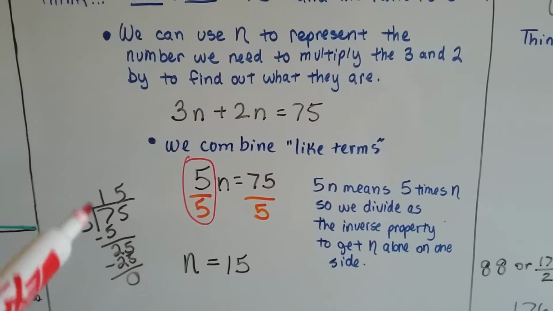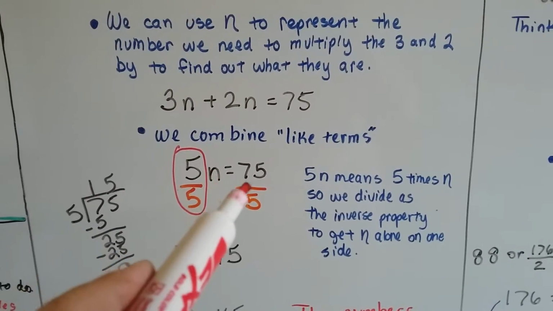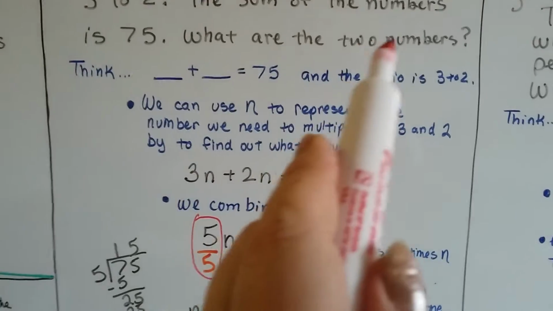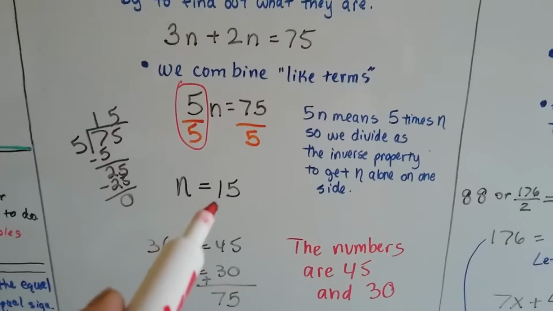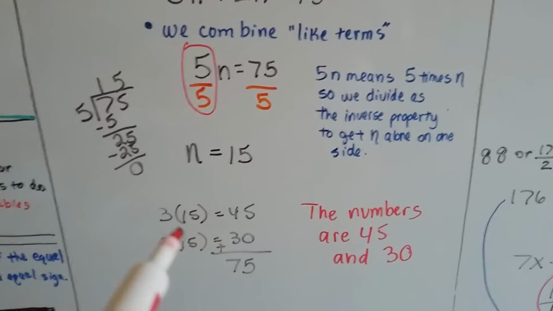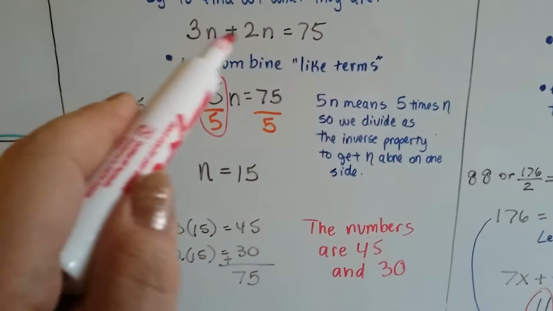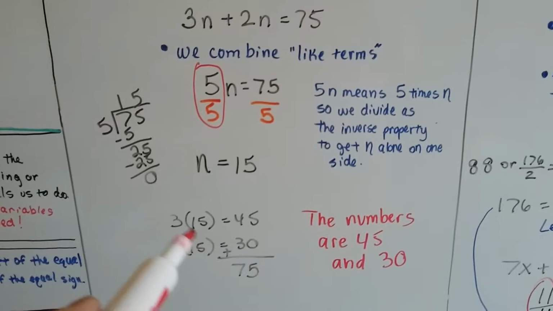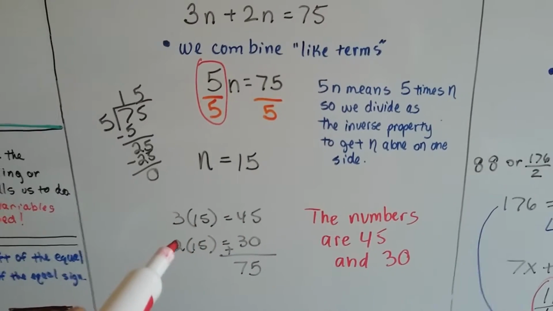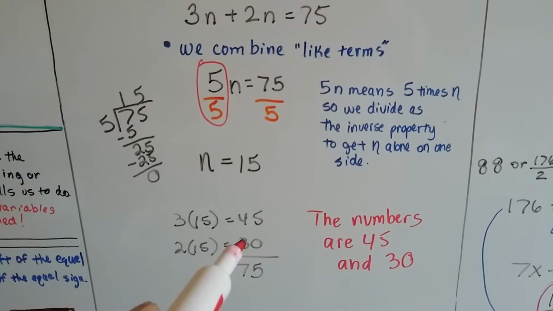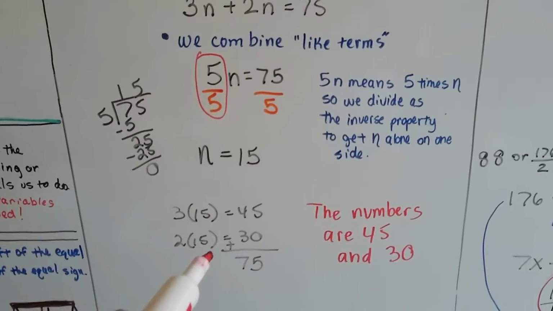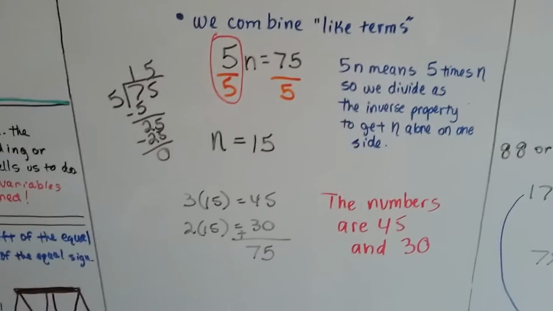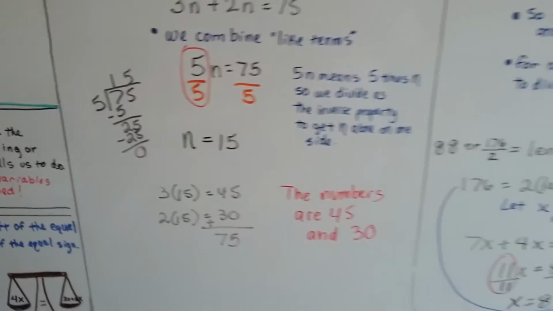Do a little math on the side. So now we know that n equals 15. But we're not done yet. The question said, what are the two numbers? So we've got the number we multiply them by to find them. We plug it into the equation, 3n plus 2n. So 3 times 15 plus 2 times 15. 3n equals 45, and the 2n equals 30 when we plug the 15 in the place of the n, and we get 75. So now we know the numbers are 45 and 30. Now we're done. Plus we know it's correct because we plugged it in.